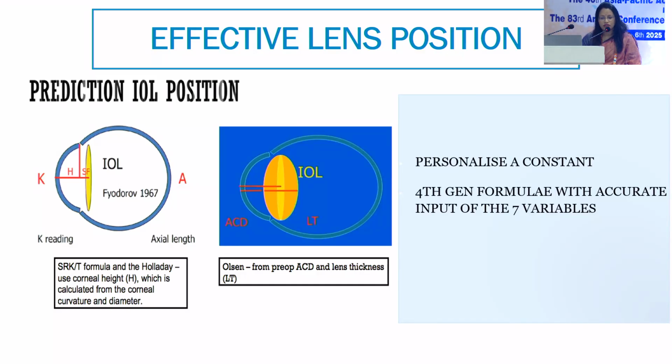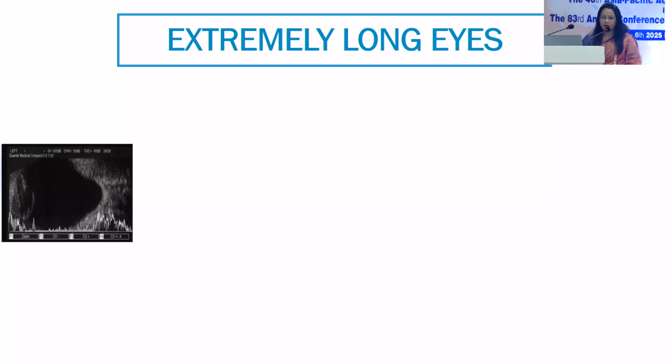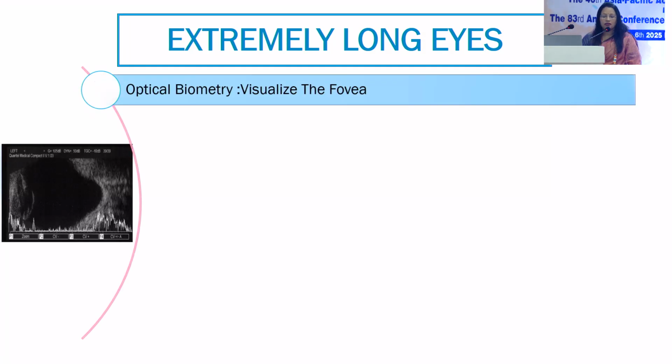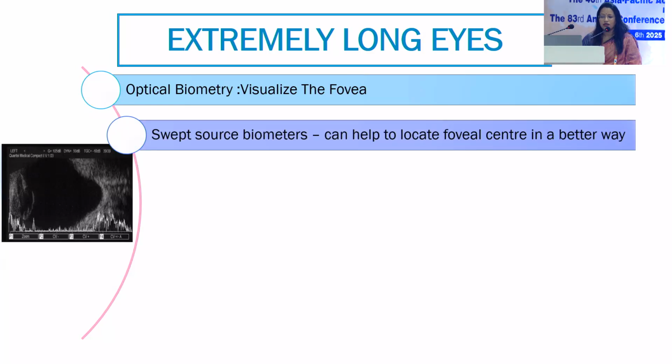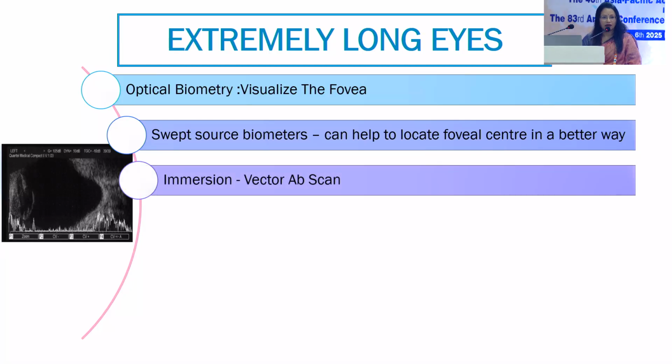We need to have 4th generation formulas, which are more accurate because there are 7 input variables involved in these formulas. So for extremely long eyes, whenever we are doing optical biometry, it is important to visualize the fovea. Swept source biometers can help to locate the fovea in a better way and therefore are better for IOL power calculation. If we are unable to do optical biometry due to some other reason like mature cataracts or dense PSCs, then immersion is the way to go.